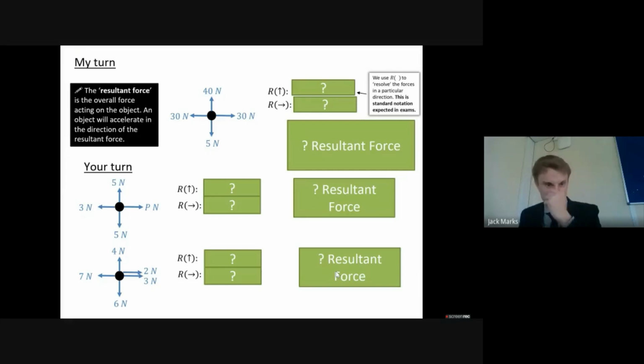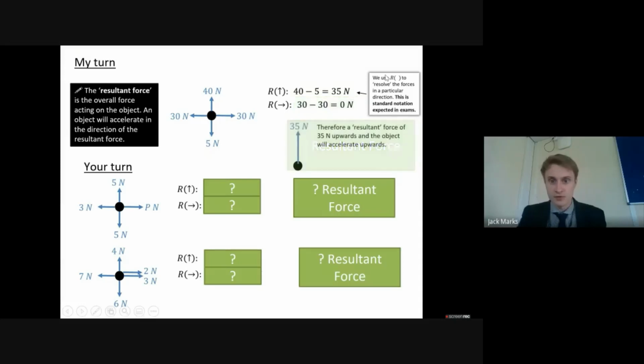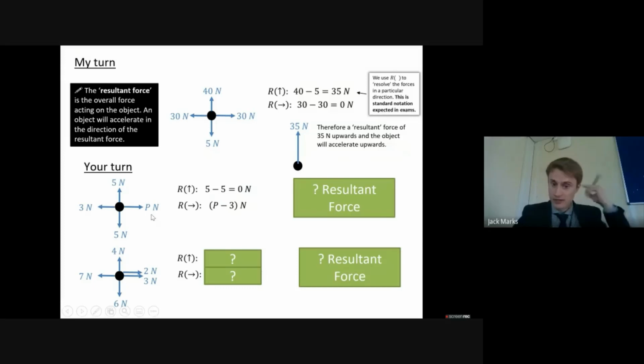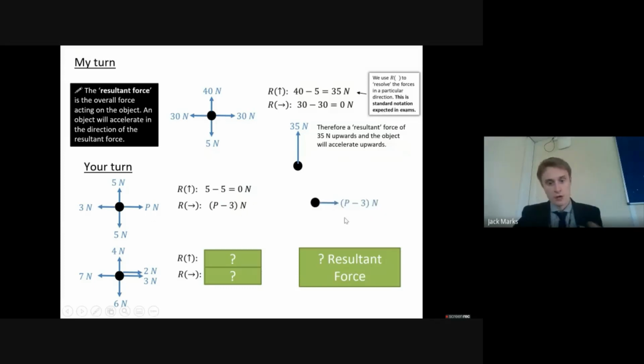So one more quick example. Vertical is 35, horizontal is 0, so the resultant force is 35 upwards. Have a quick go at these two here. So no resultant force upwards, left and right unknown, because it's in terms of algebra, p minus 3. We don't know if that's a positive or a negative. But we know there might be some left or right movement. There certainly is no up or down movement.